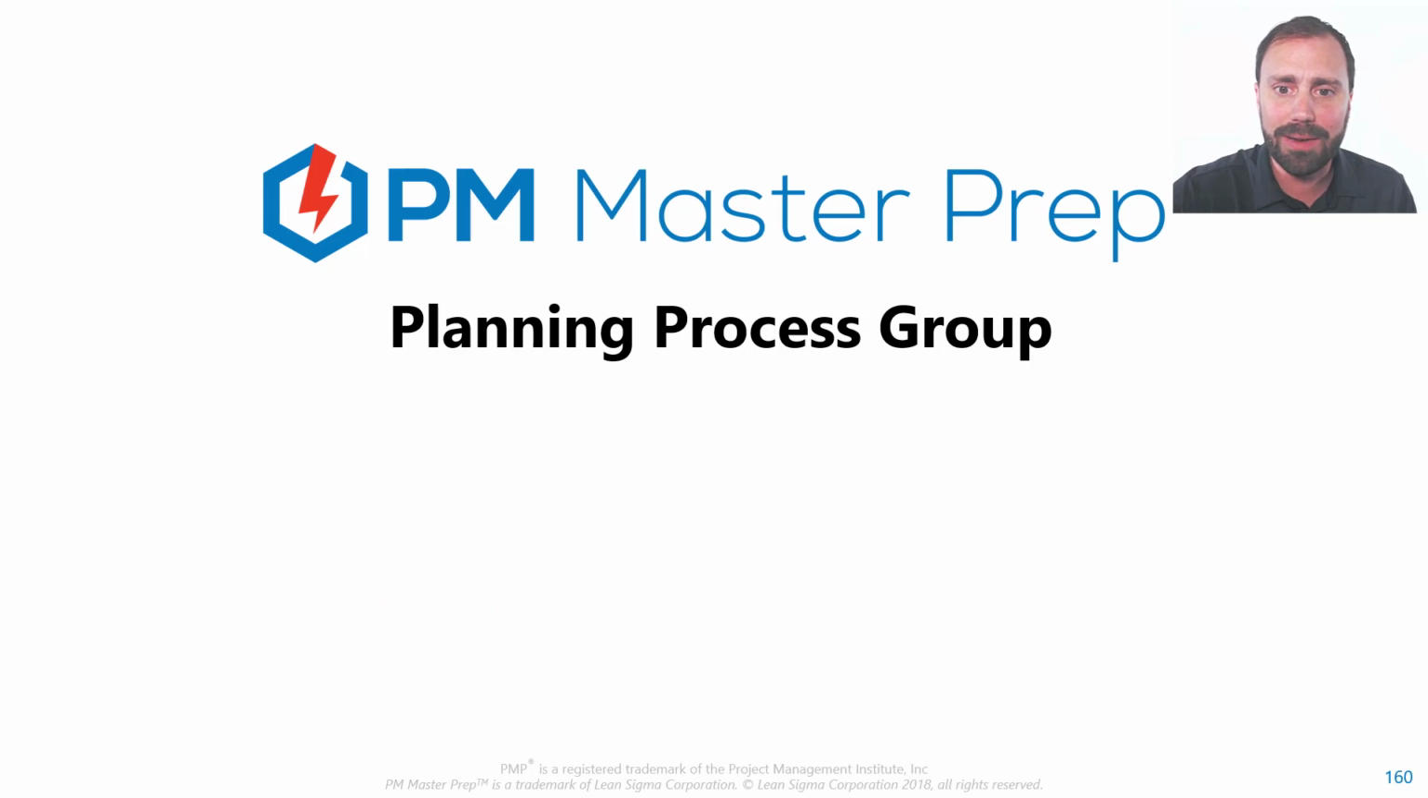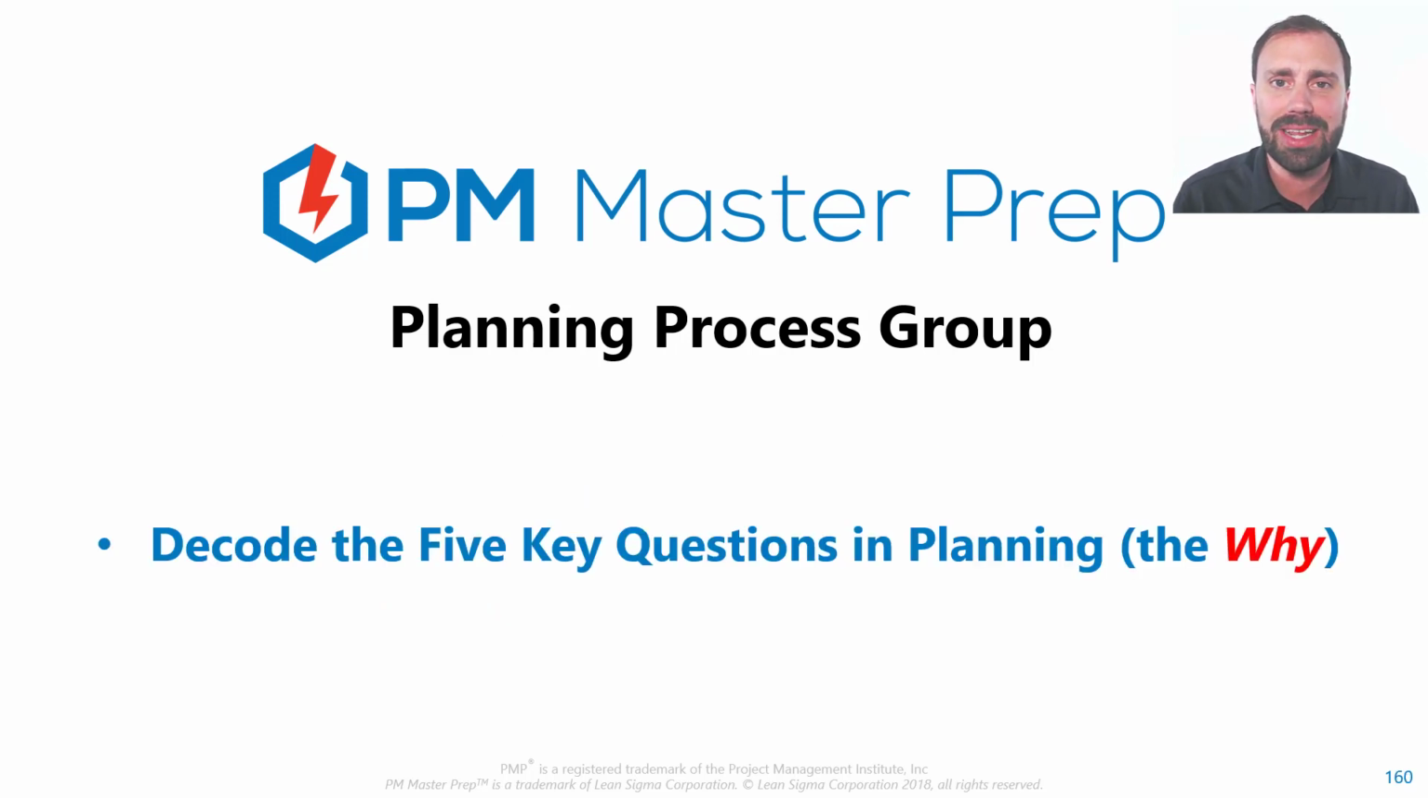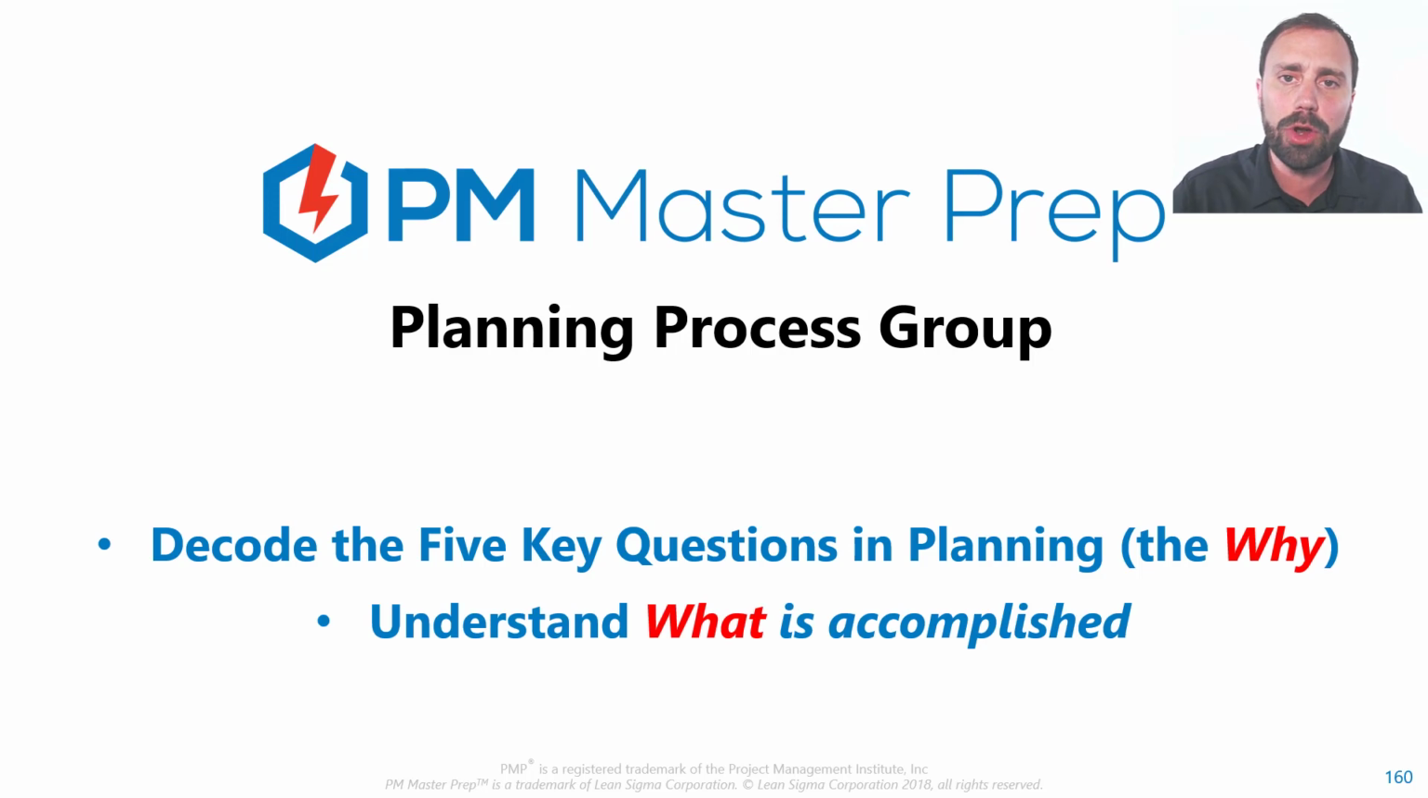So how am I going to do that? The first thing I'm going to do is help you decode the 5 key questions that are driving all the work in planning. These 5 key questions are super important. They are the why. The why draws all the action inside this process group, and we have to understand these 5 key questions first. Once we understand the why, then we're going to jump to the what, and we're going to understand what is actually accomplished in the planning process group. Once you understand the why, then you go to the what, and you've got the foundation that you need.